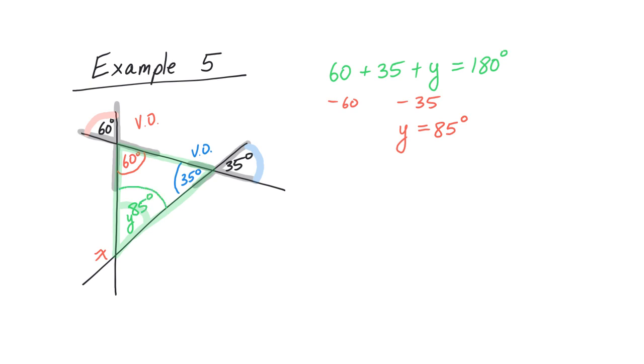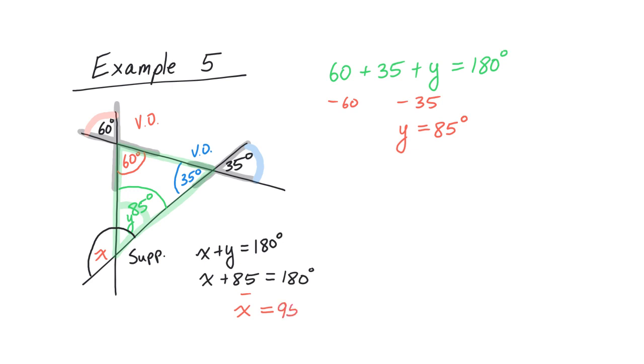Now that I know this corner, I can take a look at finding x. X and y are next to each other on the same line. A straight line is 180 degrees. This is supplementary angles. So that means x plus y makes a straight line, which is 180 degrees. I know that y is 85 degrees. So if I subtract it from 180, then the leftover is going to give me x, which means that x is 95 degrees.